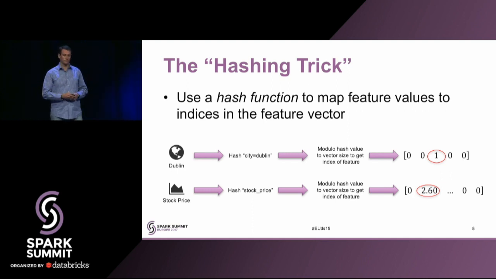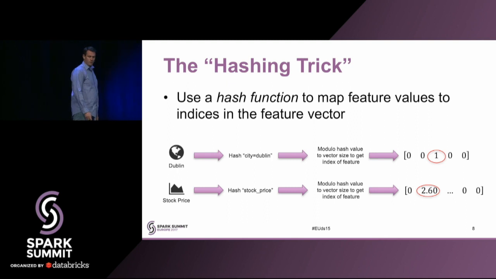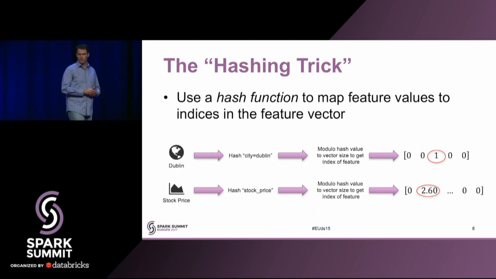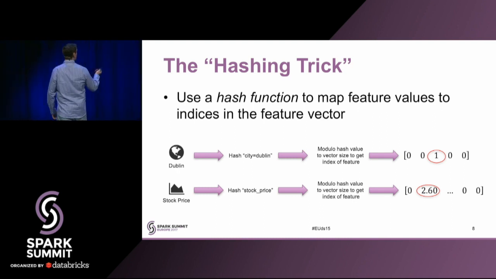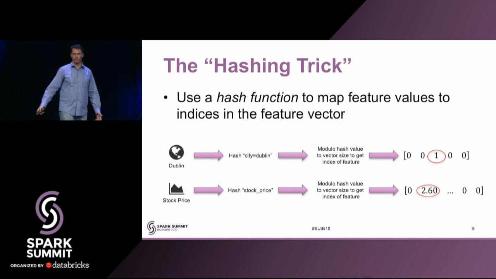So, for example, if we're looking at a categorical feature where the city is Dublin, the first step is we apply a hash function to city equals Dublin, just as a string, for example. And that'll give us a hashed value, which we then effectively divide by the size of the hashed feature vector to get the index of that feature. And we'll use an indicator value of 1, which effectively gives us one-hot encoding, but compresses the vector size down substantially.